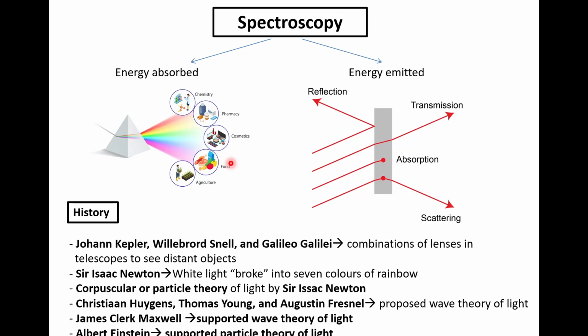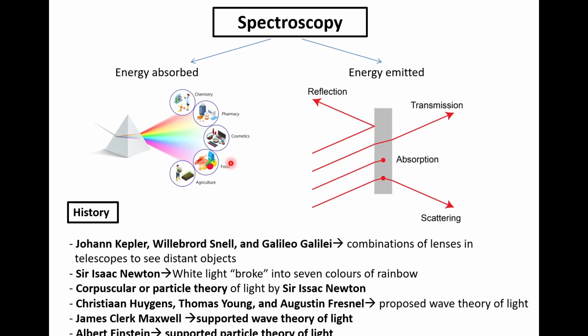From there, Johannes Kepler, Willebrord Snell, and Galileo Galilei tried to visualize very distant objects by making use of this light, by making telescopes. They were working on how we can visualize distant objects which cannot be seen by our naked eyes, with the help of certain lenses or some combinations of lenses. So at that time they used to think that light is a kind of matter.